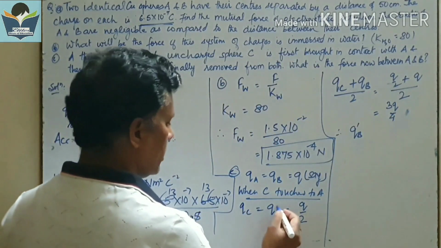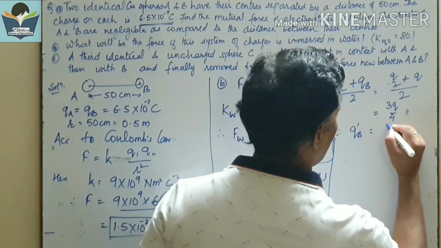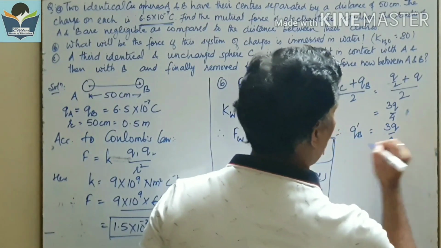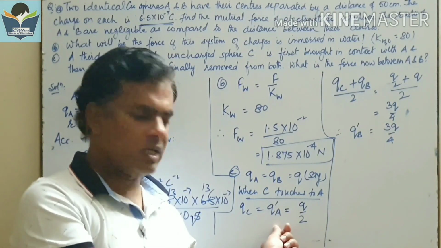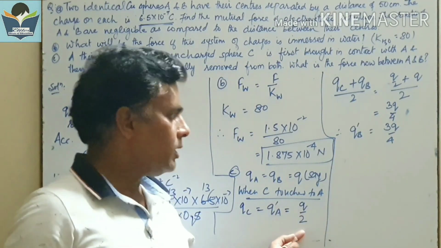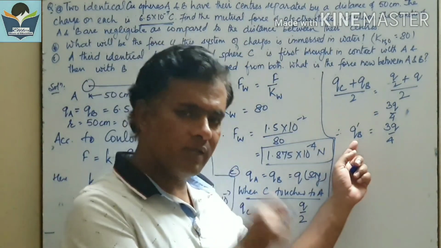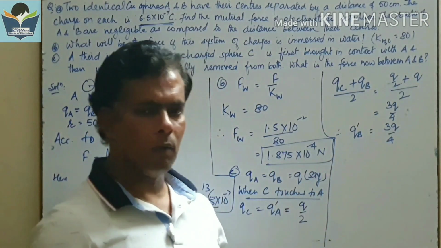Let it be QB dash. Let it be QA dash. So QB dash will be equal to 3Q by 4. So charge on A after touching with C reduces to Q by 2. Charge on B after touching with C reduces to 3Q by 4.